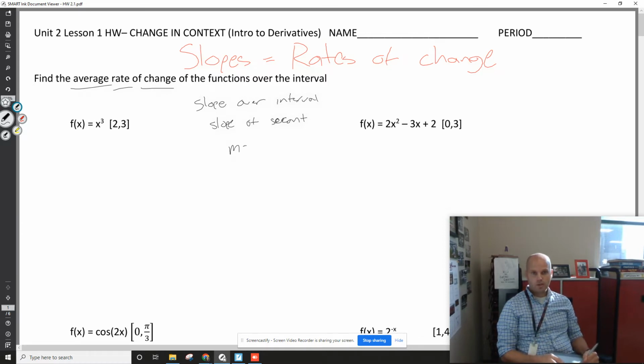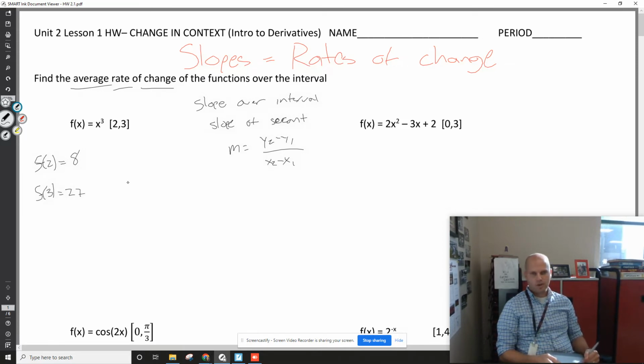And you honestly can use the slope formula for this. Change in the y's over change in x's. Slope formulas are what we use. The slope formula is what we use for an instantaneous rate of change equation. So all you need to do is spend time just plugging in the points on your interval. They always give you the interval. And then just calculating the slope.